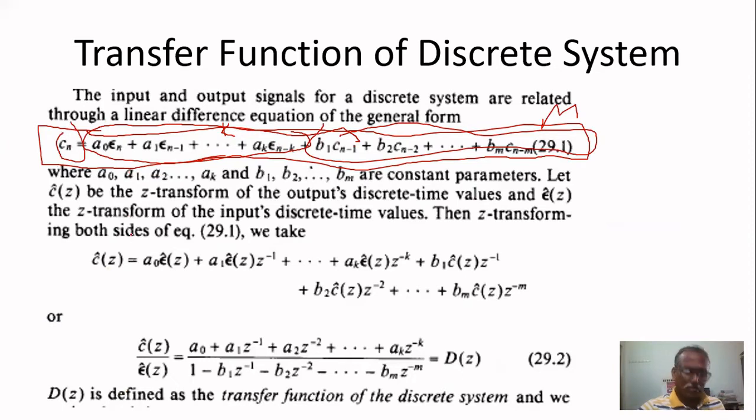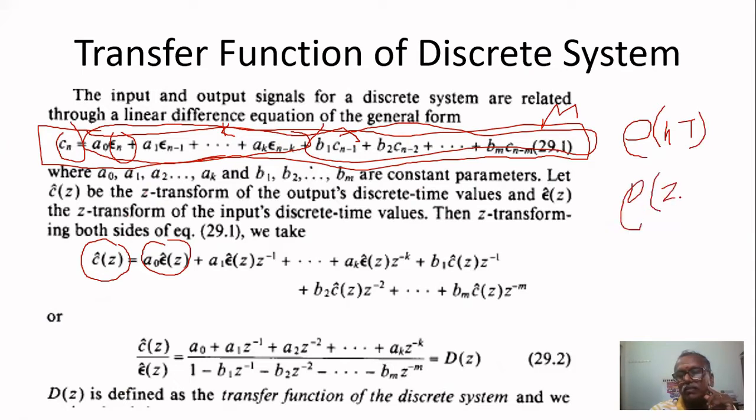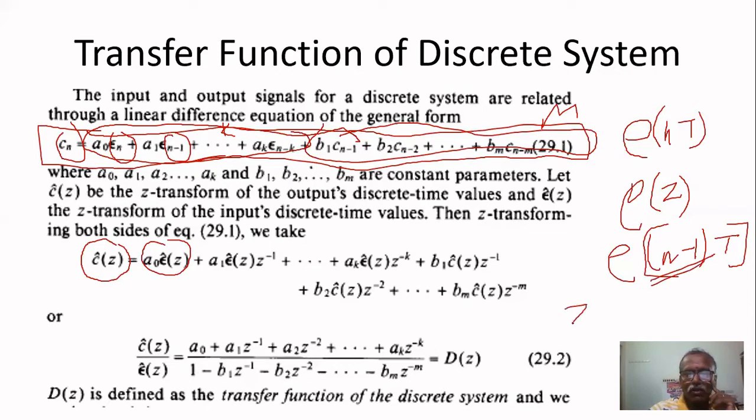So if you take the Z transform for this, you will get C of Z equal to A naught E of Z. First term, E of t is the input, E of nT. For that, if you take the Z transform, you will get E of Z. That's all, present value. Suppose you take the Z transform for E of (n minus 1)T. It is delayed by one sampling period. Therefore, you will get Z power minus 1 E of Z.